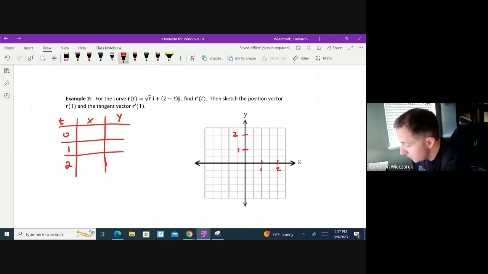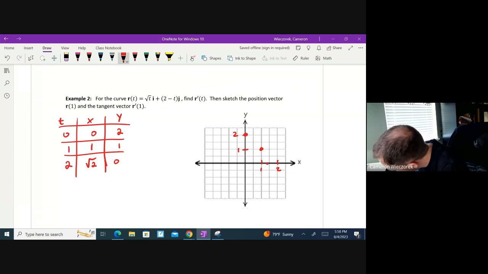If I plug 0 in, I end up getting 0, 2. So my first ordered pair is going to be up here at 0, 2. When t equals 1, I end up getting square root of 1 would be 1, and 2 minus 1 would be 1. So I'm at 1, 1. And when t equals 2, I get the square root of 2, comma 2 minus 2 would be 0. So rad 2, it's about 1.4-ish. So our last point is going to be about here.